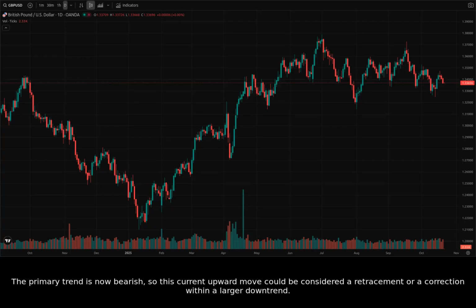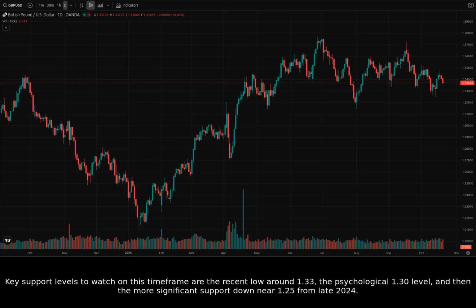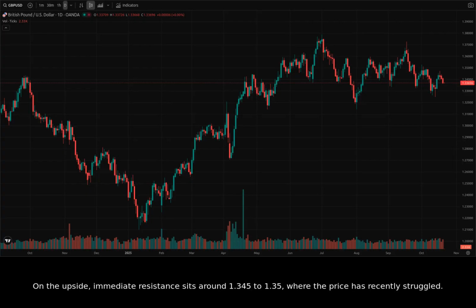The primary trend is now bearish, so this current upward move could be considered a retracement or a correction within a larger downtrend. Key support levels to watch on this time frame are the recent low around 1.33, the psychological 1.30 level, and then the more significant support down near 1.25 from late 2024. On the upside, immediate resistance sits around 1.345 to 1.35, where the price has recently struggled.